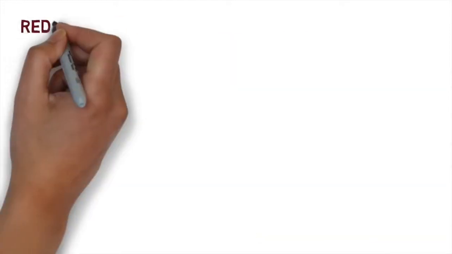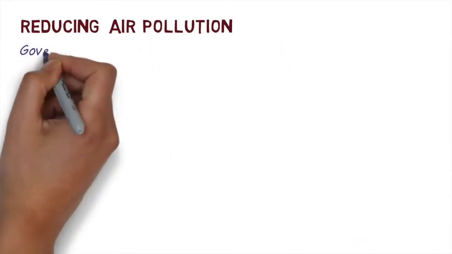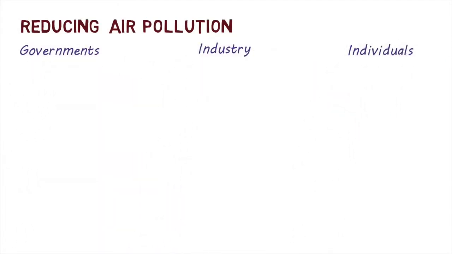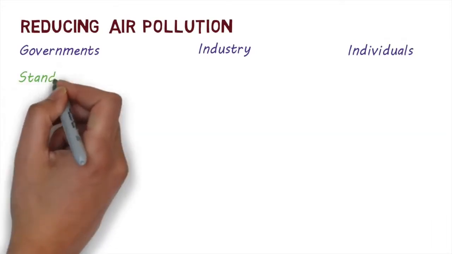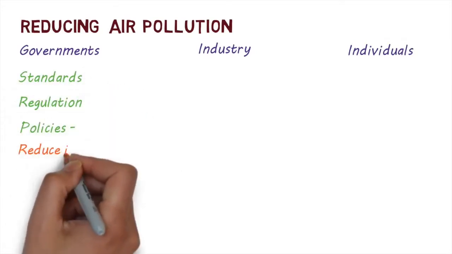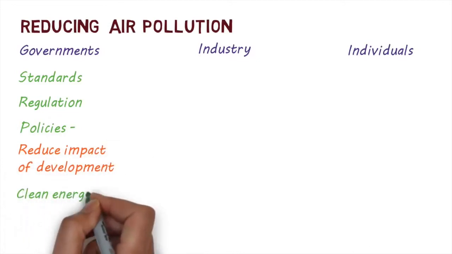What can we do to reduce air pollution? Well, there are many different ways to reduce air pollution. These require the combined efforts of governments, industry, and individuals. For example, governments can take actions like developing standards, regulating the level of pollutants in the air, developing policies to reduce environmental impact of development, and using clean energy sources.